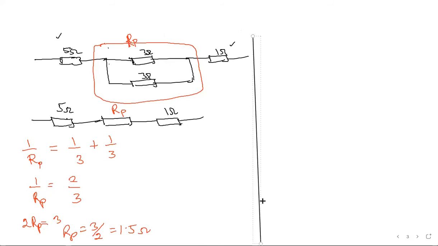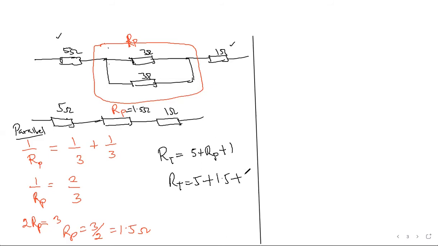I can combine everything. So if I combine the 3, this is for the parallel part. Now I can replace RP as 1.5 ohms. So the total resistance, RT, will be 5 plus RP plus 1. So RT will be 5 plus 1.5 plus 1. So RT will be 7.5 ohms.